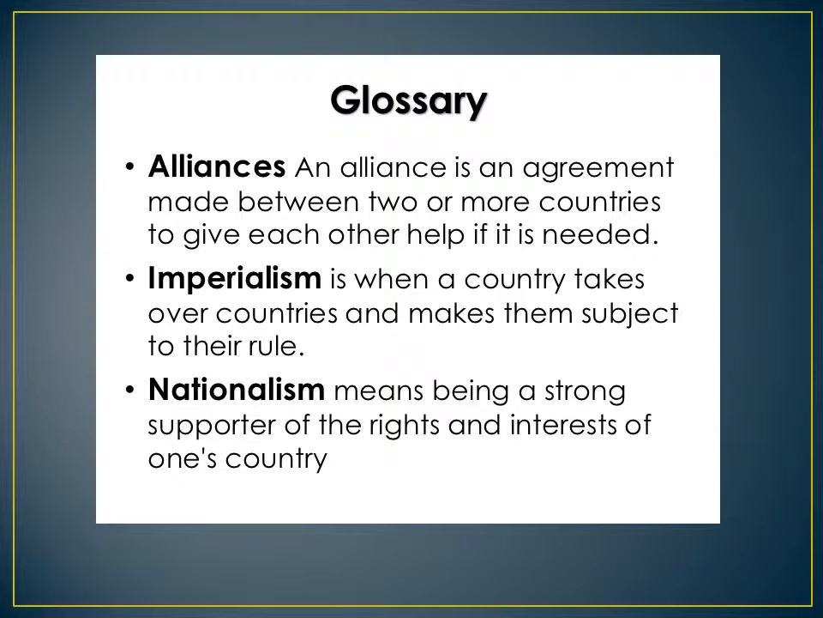Imperialism, as we've already been seeing, is when a country takes over other countries and makes them subject to their rule. And lastly, nationalism means being a strong supporter of the rights and interests of one's country. You really kind of see this in play like the Olympics, when everybody's cheering for their particular country. My country's the best country, that kind of thing. That's a nationalistic kind of attitude, and you're going to see that throughout Europe at the time.